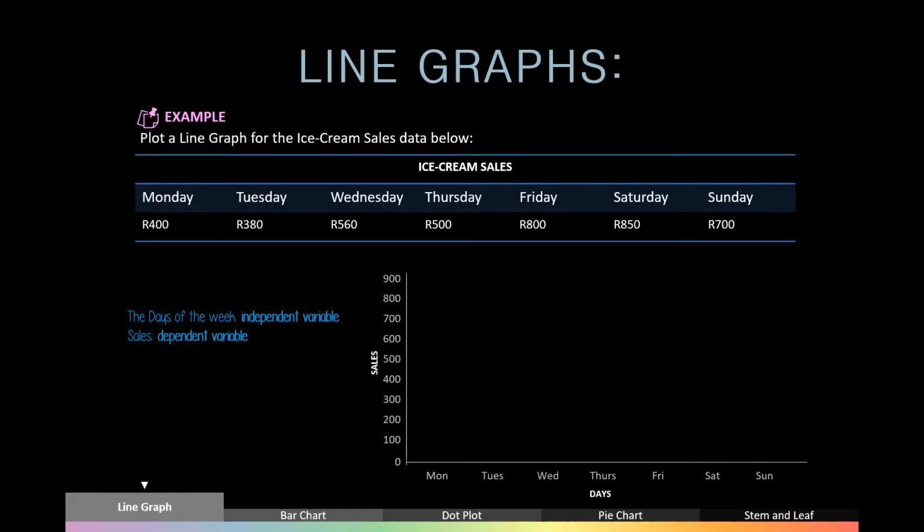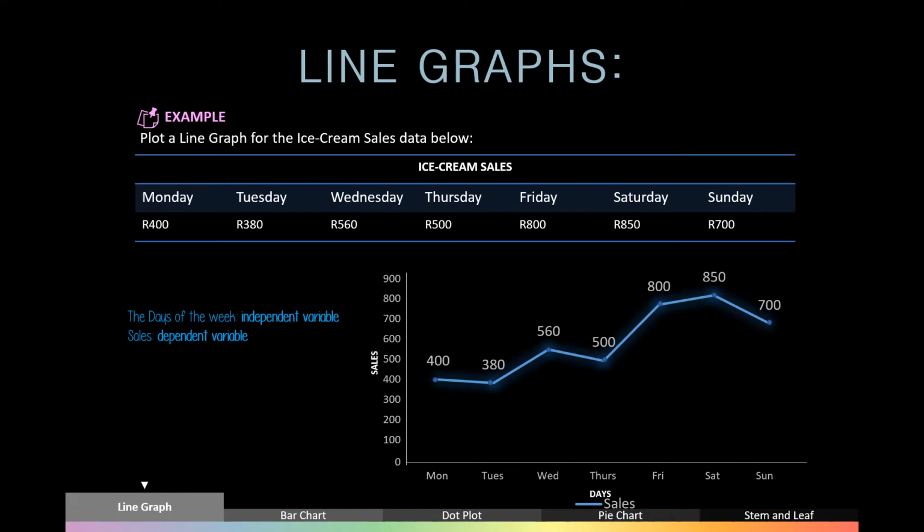And we're going to do this by drawing a vertical line going up from Monday and a horizontal line coming across from 400. And where those lines intersect is where we plot our point. And we're going to do this for the remaining days of the week. And finally, we're going to join this using a line.